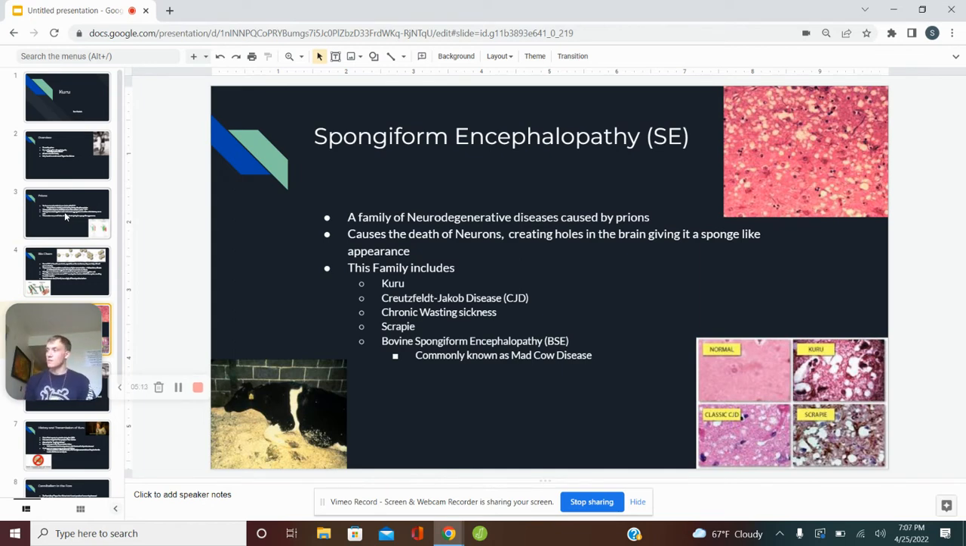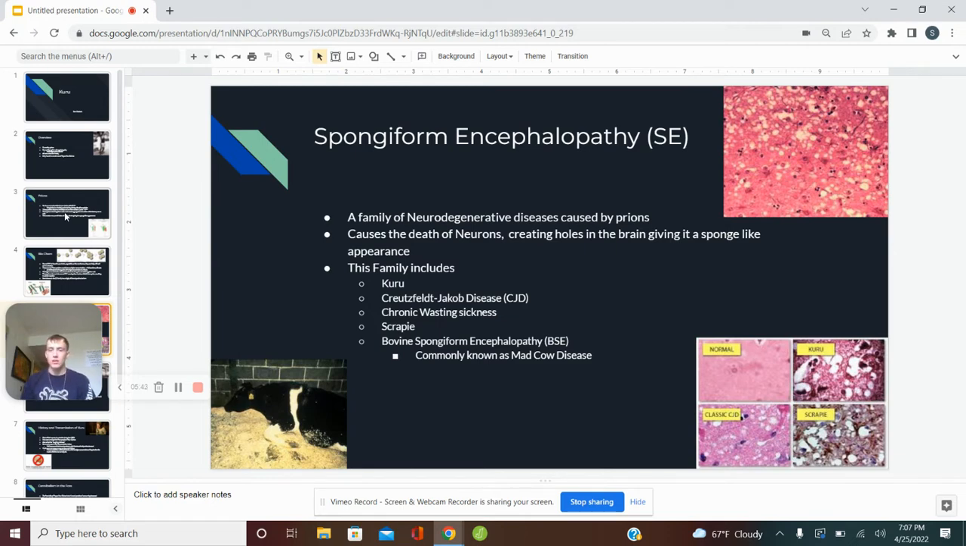As I said, it's a family of neurodegenerative disorders. And what happens is these conglomerates, these aggregates of prions, create holes in your brain. These little white dots that you see here are actually dead neurons, actually clumps of dead neurons. That gives your brain a sponge-like appearance, and that's why we call it, hence, spongiform.